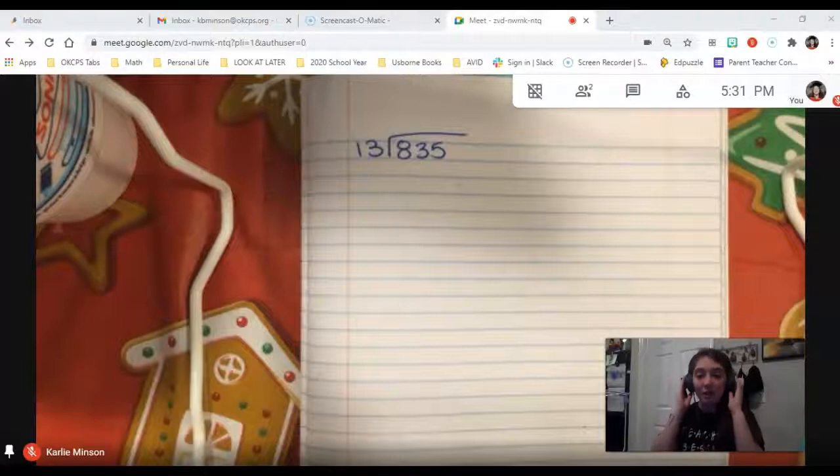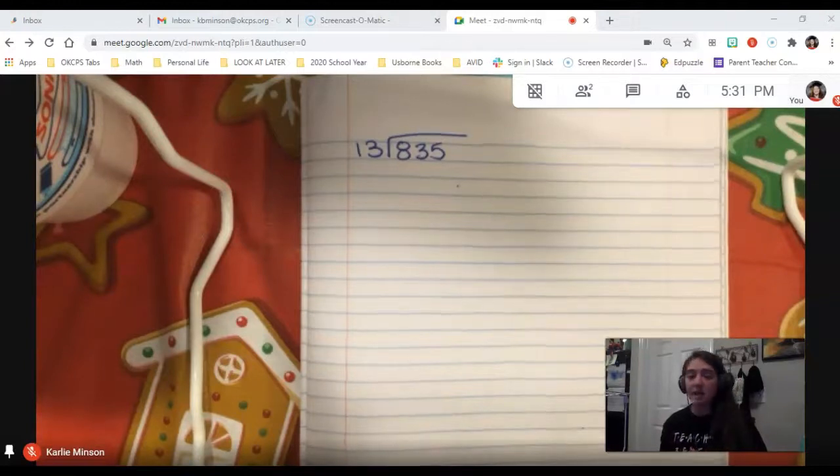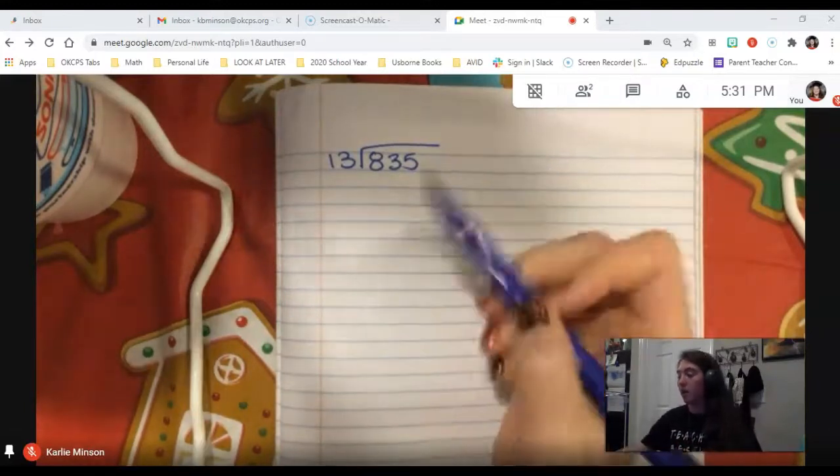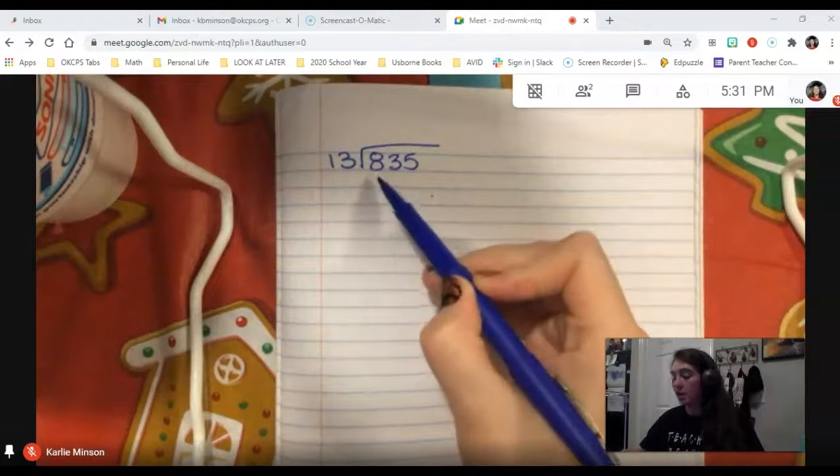Okay, I'm going to show you a new way that I just learned from another teacher about how to do long division in a different way. So I think this is so cool. What we do is still do the same steps. We still ask ourselves when we start out if 13 can go into 8.